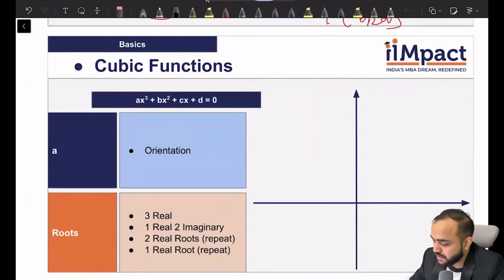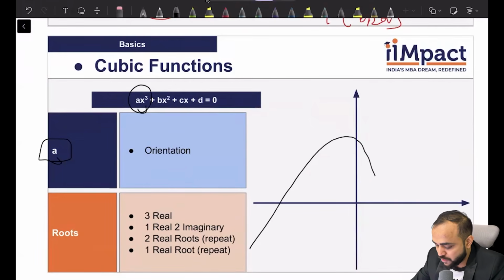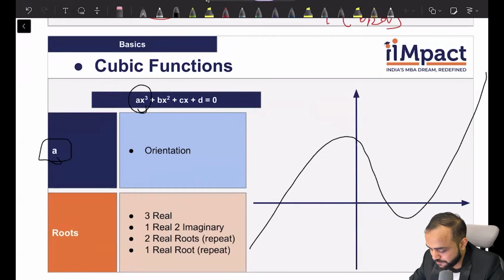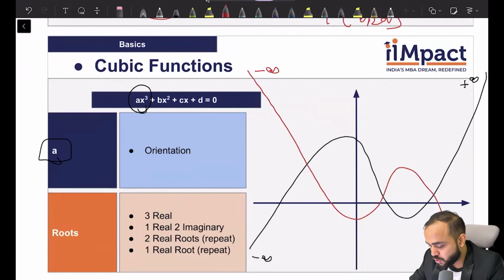Now, because it is an odd power function, the degree of this polynomial is an odd number, it is going to have at least one root. The a value determines whether you will go towards positive infinity or negative infinity. So if your a is greater than 0, you will go something like this, from minus infinity to positive infinity. If your a value is negative, you will go like this, from infinity to minus infinity. Again, something that is not used a lot.